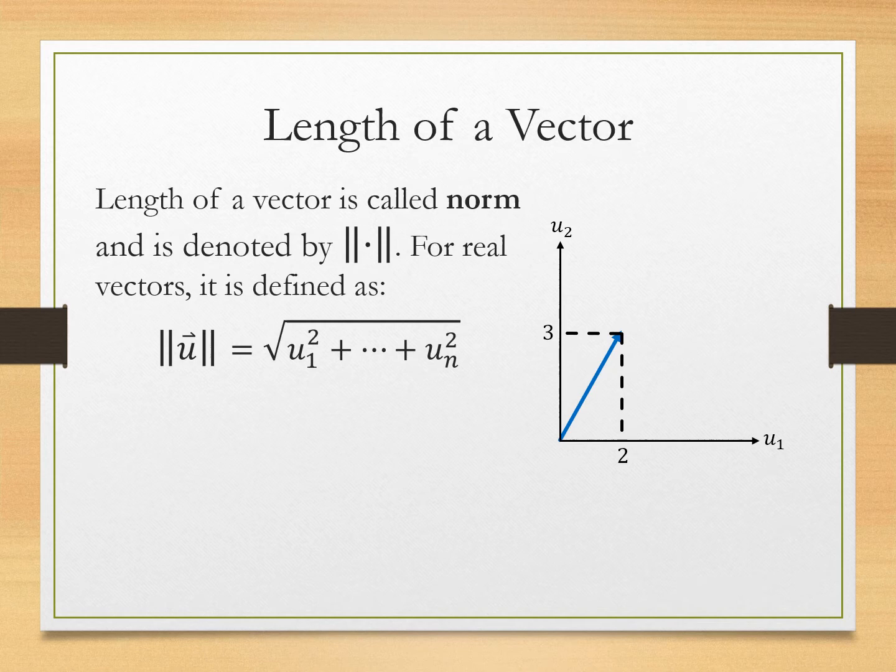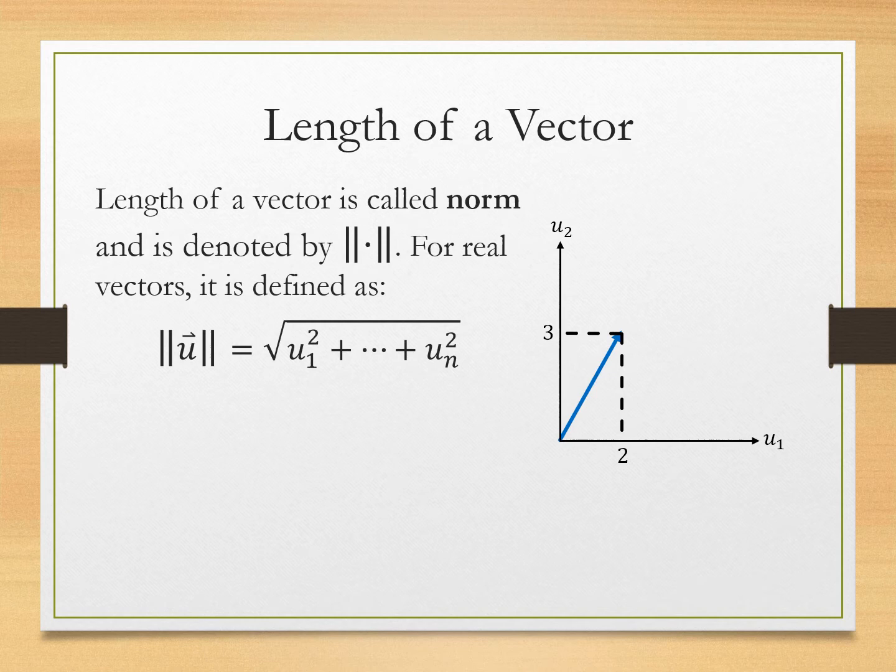Now, the length of a vector is called the norm. It's just a name that we give it. The norm of a vector is denoted by two vertical strokes on each side. For real vectors, the norm is defined as the square root of the sum of squares. So we have the square root of u1 squared plus dot dot dot plus un squared. This is the definition of the norm for real vectors.